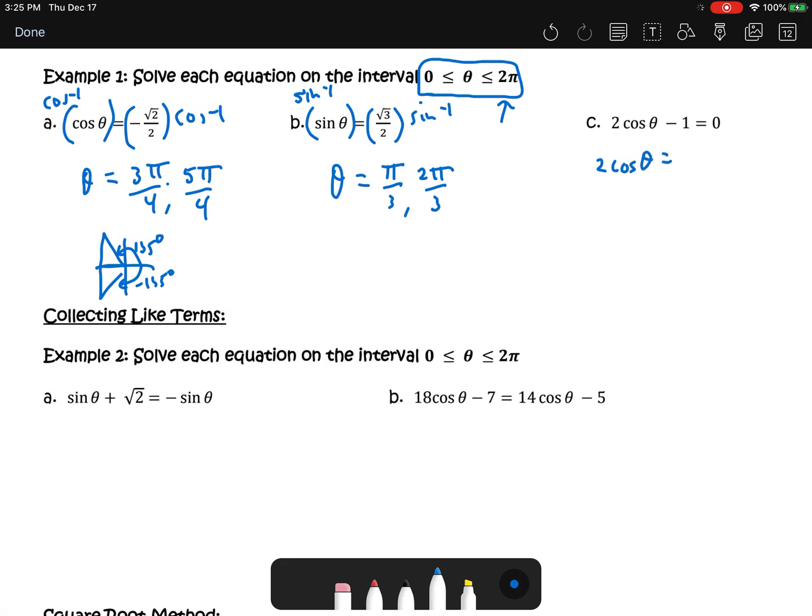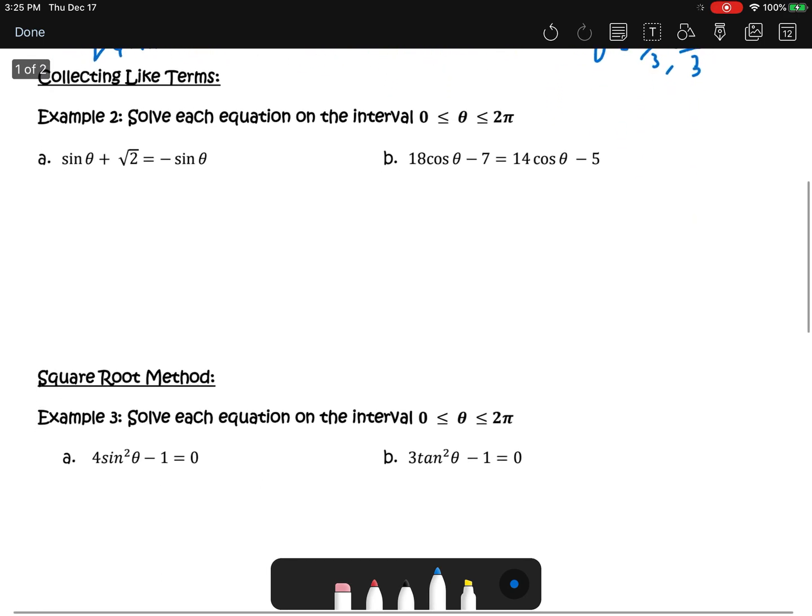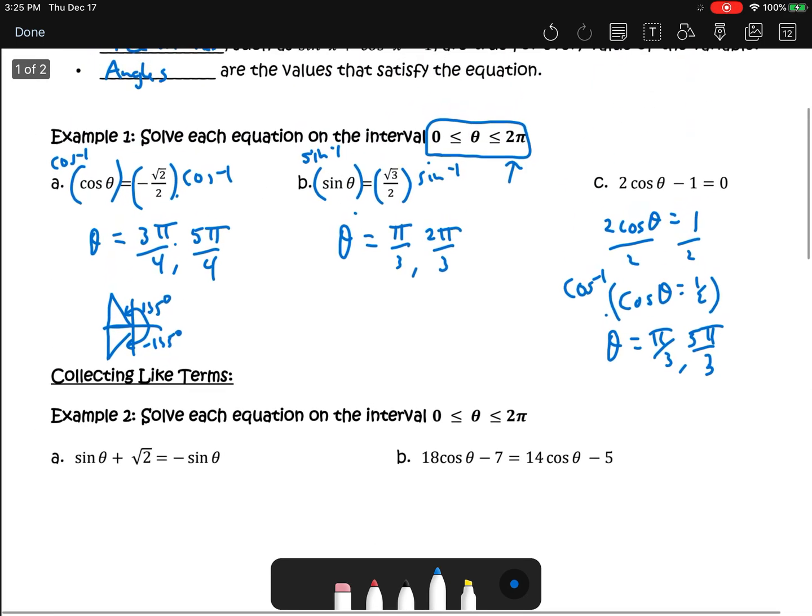So if I'm going to solve C, I'm going to add 1, then I'm going to divide by 2, and then we're going to take the inverse cosine of both sides. I don't care if you write it like this or like these. Doesn't matter. We know we're taking the inverse cosine of both sides. When is cosine a half? Pi over 3 and 5 pi over 3, right? And if you have to draw the triangles or get your unit circle out, by all means, have it ready to go. Okay, now those are simple.